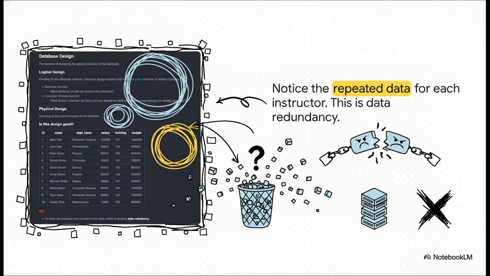Take a look at this design. Just look at it for a second. Do you see the problem here? For every single instructor in the computer science department, we're storing the building number and the budget. The exact same information, 101 and $1 million, is repeated over and over and over again. This is called data redundancy, and it is a huge problem. It wastes space, and it's a nightmare for keeping things consistent.